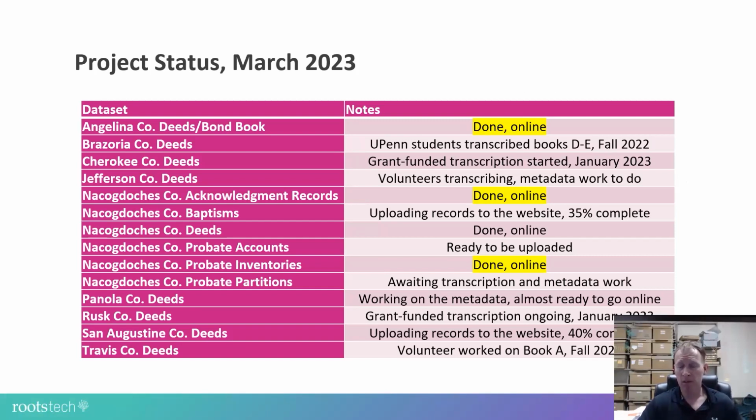And then I have a bunch of counties where volunteers are doing transcriptions. So we're making progress. I'm hoping that by the end of this year, we'll have San Augustine County, Panola County, Rusk County, and possibly Cherokee County deed records all online, which is not an insignificant accomplishment, and it can move on to another county.